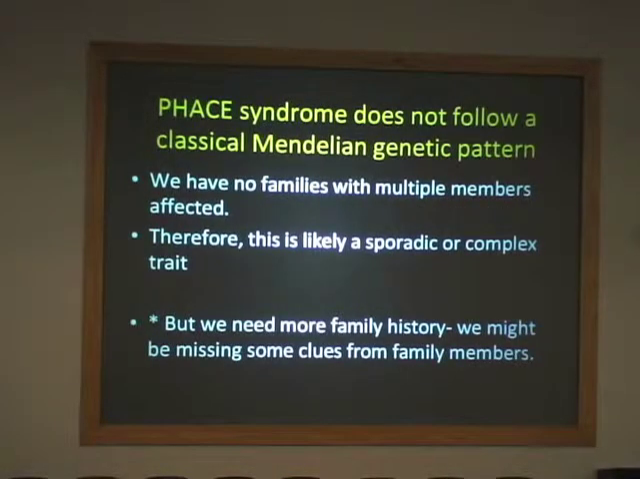But in PHACE syndrome, as you've all come to know, PHACE does not seem to follow any of these classic patterns, because we have no families that we know of yet where there are multiple family members affected. And so we think that this is more of a sporadic or complex trait. But the caveat that I'll give you is that I have not gathered a lot of family history yet. And so there may be clues out there, and people in the study will be talking more in the future about trying to get little clues that might be pointing us in different directions, to see if there's any clues out there in the family history.